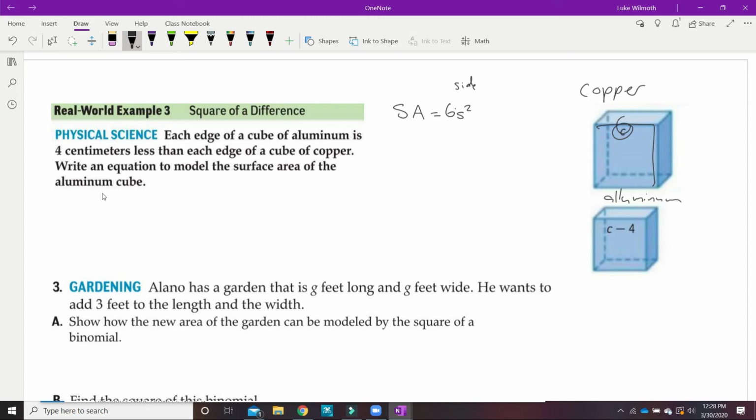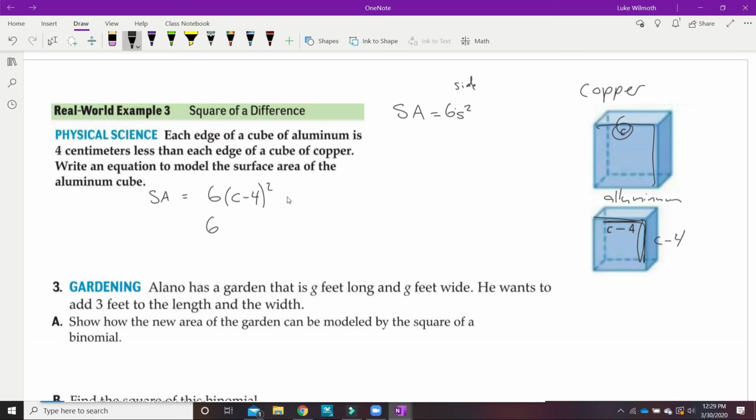So we want to know the area of the aluminum cube, this one here. Fortunately, they drew a picture for us. So it's C minus 4, that's our side. And I have to square it because this side times this side, which is also C minus 4. So let's square it. And then there's 6 sides, so I'm going to multiply that by 6. I'm going to say surface area is 6 times C minus 4 squared. Well, this is what we were just practicing a second ago. So I'm going to multiply this out.